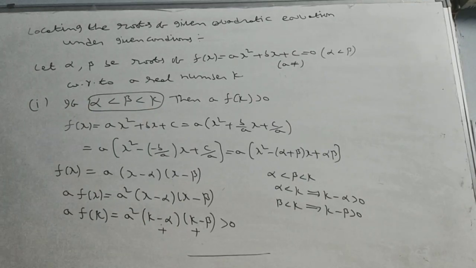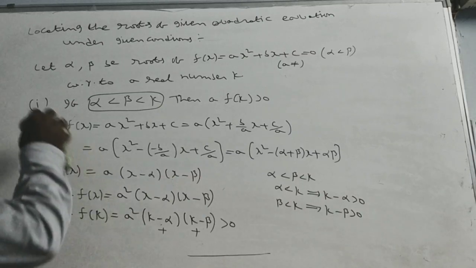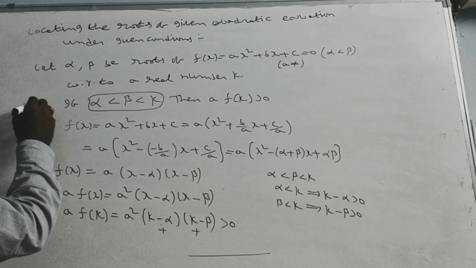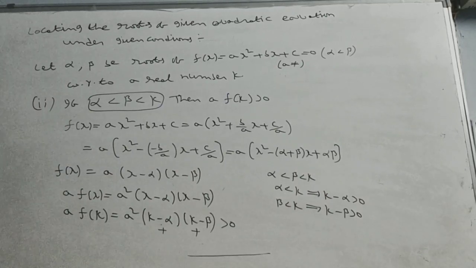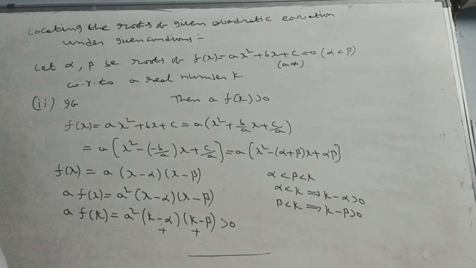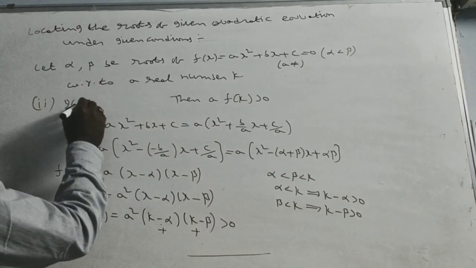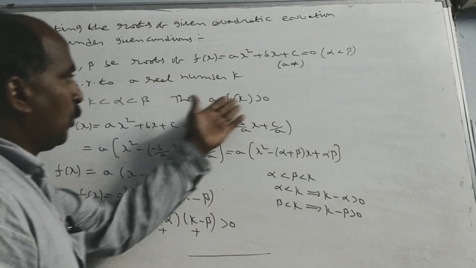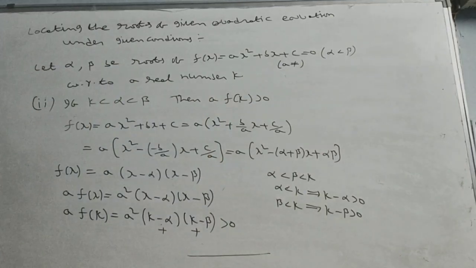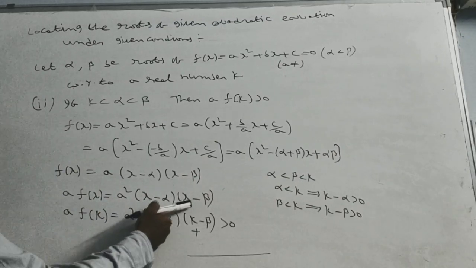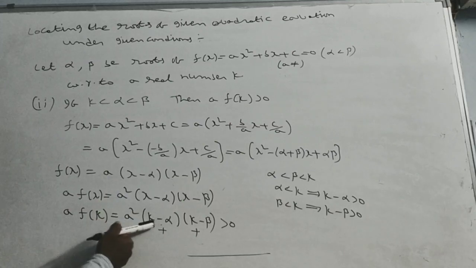The second condition is, if both alpha and beta are greater than k, that is k less than alpha less than beta, then a into f of k is positive. From the earlier result, a into f of x equal to a square into x minus alpha into x minus beta, and a into f of k equal to a square into k minus alpha into k minus beta.